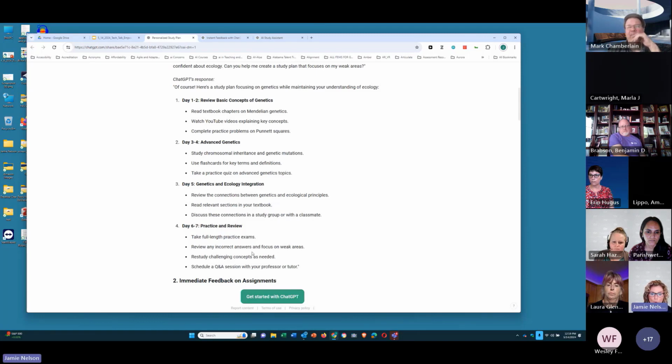Let's see, review any incorrect answers and focus on weak areas. And again, just like we mentioned in the previous example, we can say, okay, I missed this question. Explain to me in different ways so I can grasp this concept. And you would need to tease that out a little bit more, but you get the idea, and students can start to quiz the system and interact and say, I'm really not grasping this concept. Can you help me further?